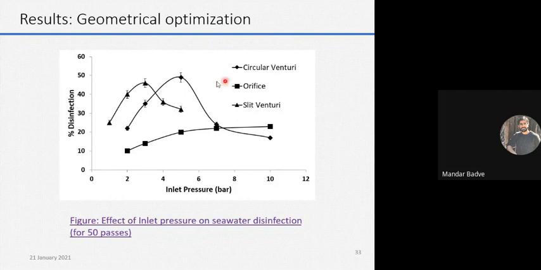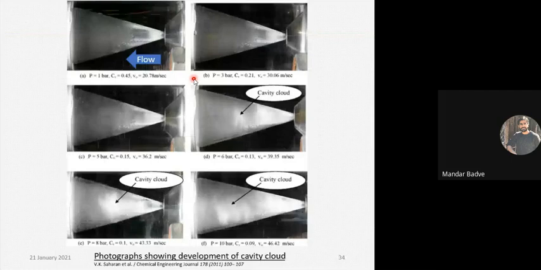We also observed that the overall disinfection initially increases with the inlet pressure, and then it goes down, right? That happens because of something called choked cavitation, or choking of cavitation. So we tried to get photographs of these cavitating conditions under different pressure conditions, from, let's say, 1 bar to 10 bar. So we had images at different pressures.